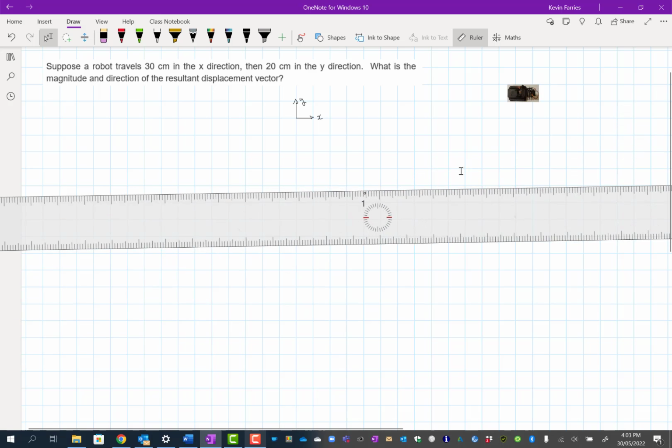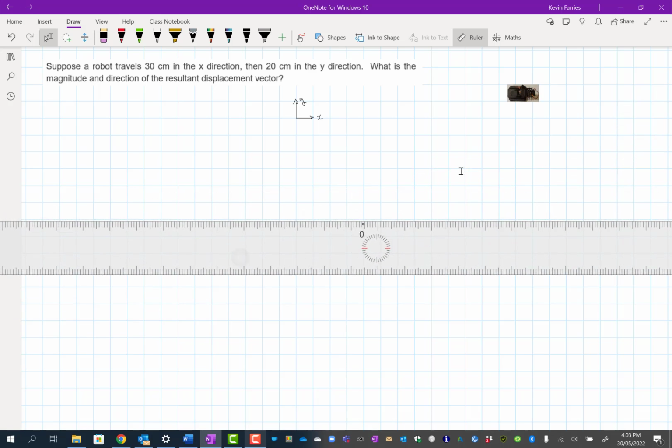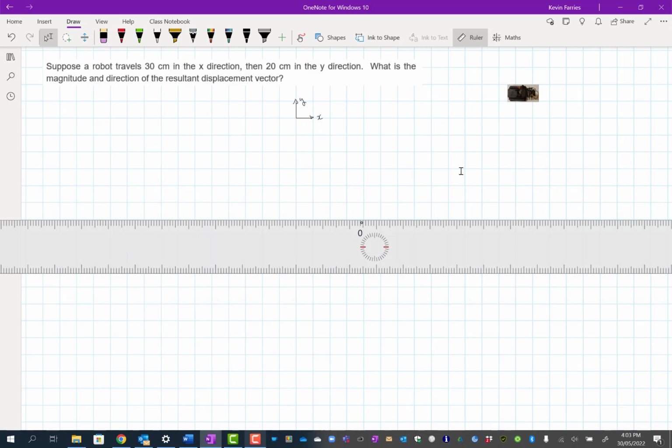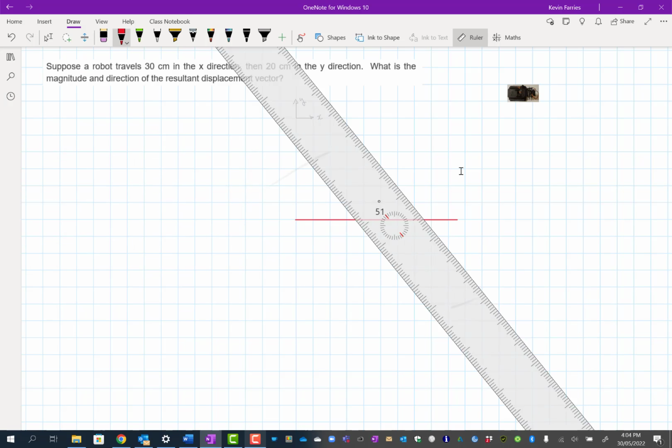If all else fails, we can just draw a scale diagram, measure the different lengths, and use that to figure out the displacements. I'll use each 10 divisions as equal to 5 centimeters. I'm going to draw my x and y components, the vectors in the x and y direction, in red. So we go 5, 10, 15, 20, 25, 30 centimeters in this direction.